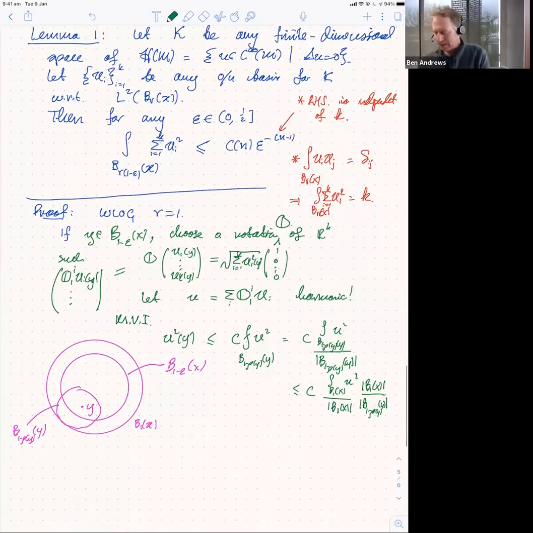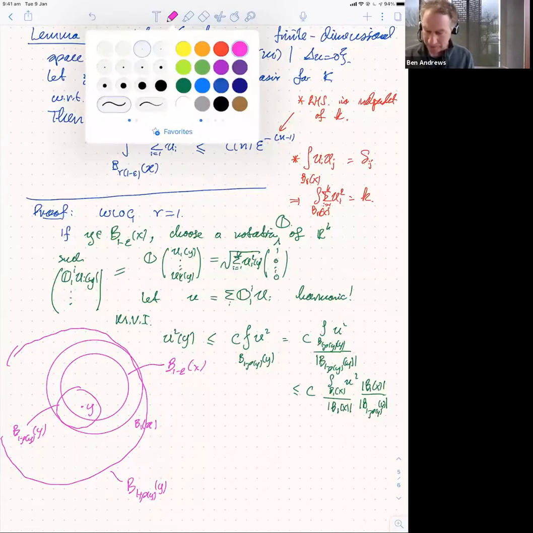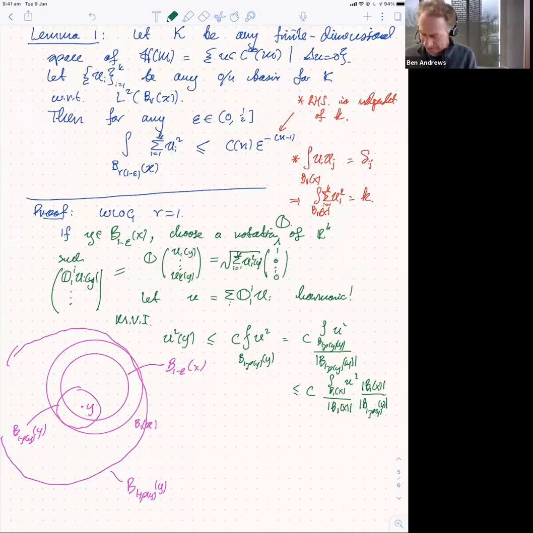Now the trouble is the volume comparison doesn't directly allow me to compare volumes about points with different centers. But I can observe that the ball of radius 1 about x is contained in a bigger ball about y, something like this. This would be the ball of radius 1 plus rho about y. I didn't draw it very well, but just by the triangle inequality, that contains the ball of radius 1. So I get C, and now I get the volume of B(1 plus rho) about y divided by the volume of B(1 minus rho) about y. Now I have the same center, and that's times the average of u squared on the ball of radius 1.